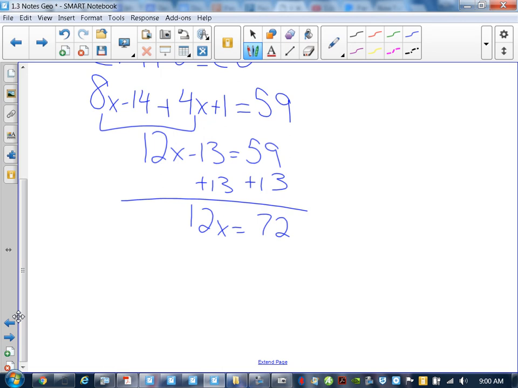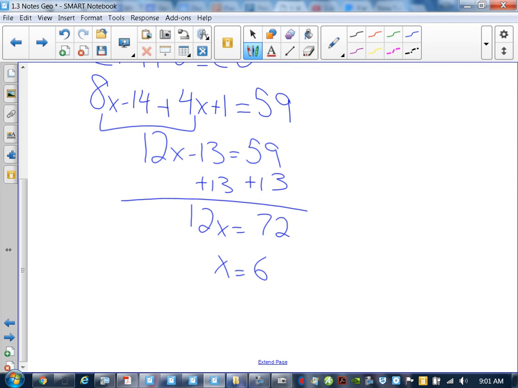And then, when you get to this part, what do you do to get x? Divide. What's 72 divided by 12 then? 6. There you go. Like I said, this is about as difficult as this stuff gets to start with.